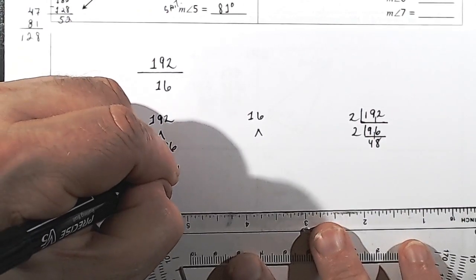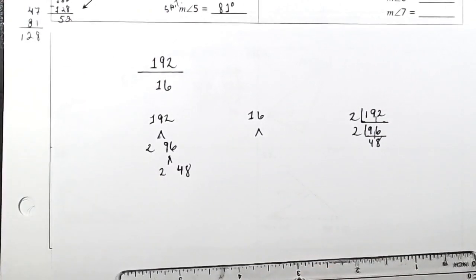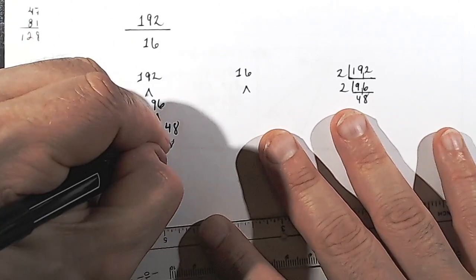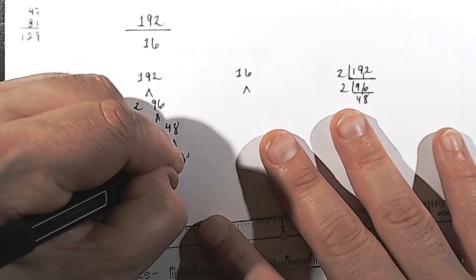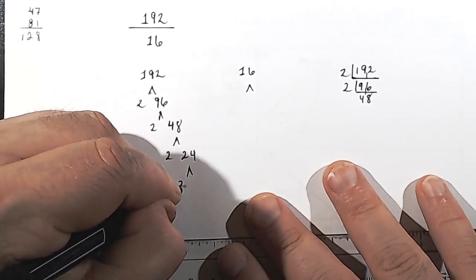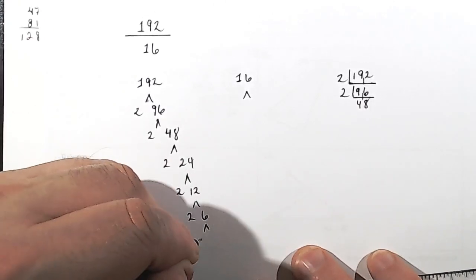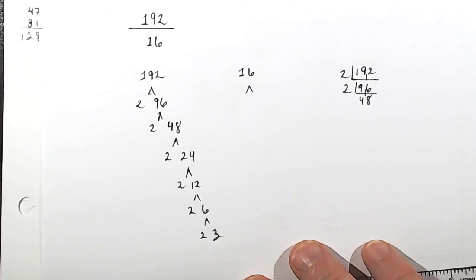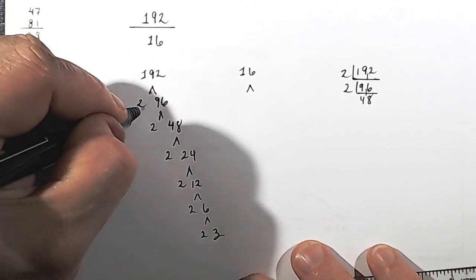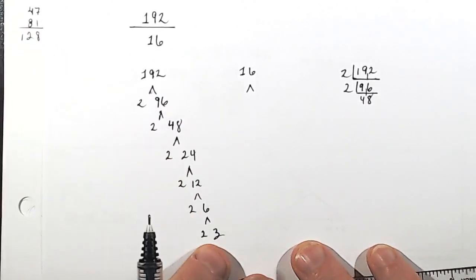So we break it down again. 96 breaks down into 2 times 48. And from here we can do it in our heads, right? Break it down again, 2 times 24. Break it down again, 2 times 12. Break it down again, 2 times 6. Break it down again, 2 times 3. So this is the full prime factorization of 192. All these numbers around the perimeter are prime.